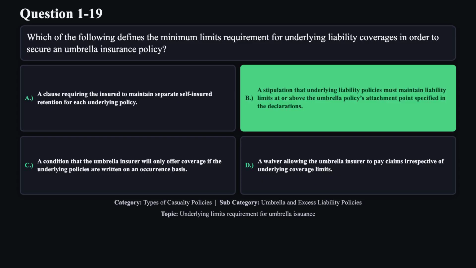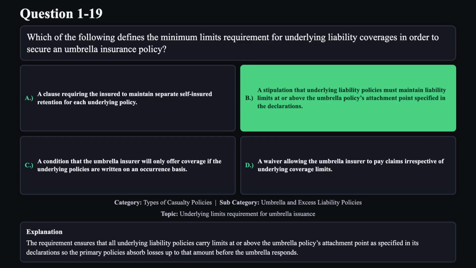The correct answer is B. The requirement ensures that all underlying liability policies carry limits at or above the umbrella policy's attachment point, as specified in its declarations, so the primary policies absorb losses up to that amount before the umbrella responds.